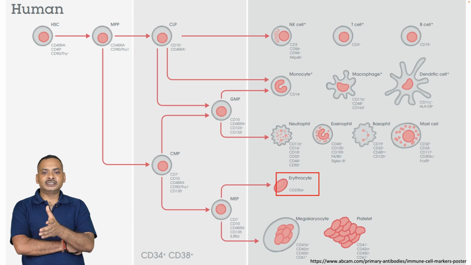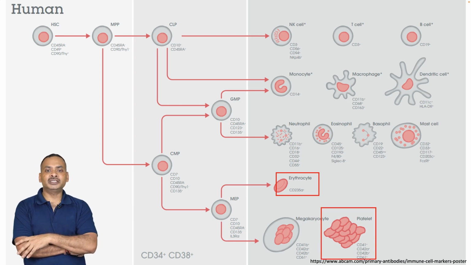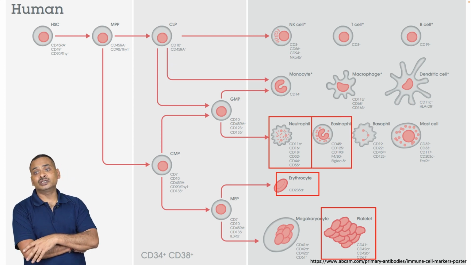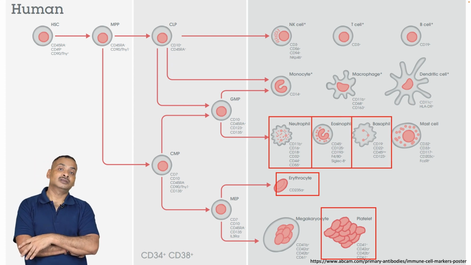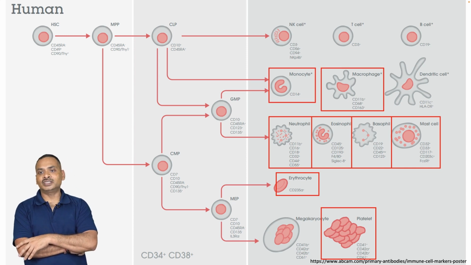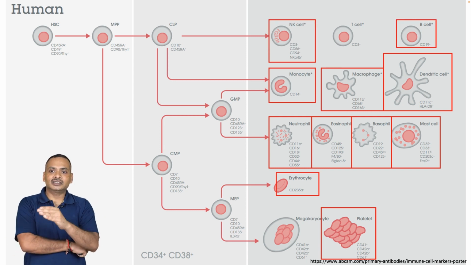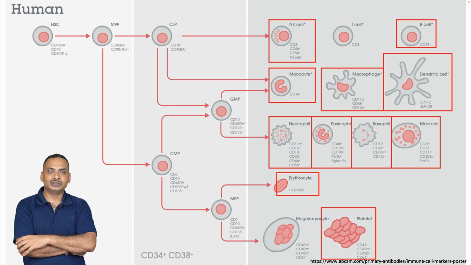Here you can see that there is a unique CD marker over the erythrocytes, platelets, neutrophils, eosinophils, basophils, mast cells, monocytes, macrophages, dendritic cells, NK cells and B cells, okay. So if you see, there are some unique markers, okay.